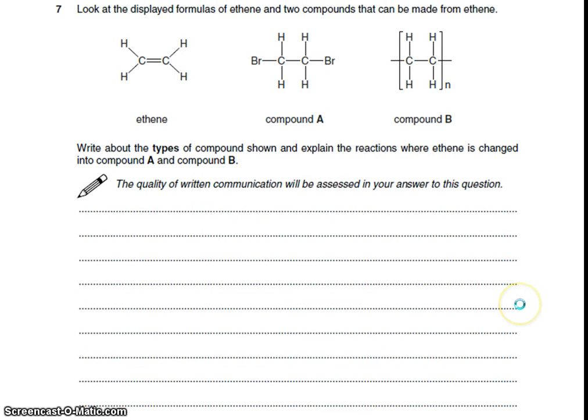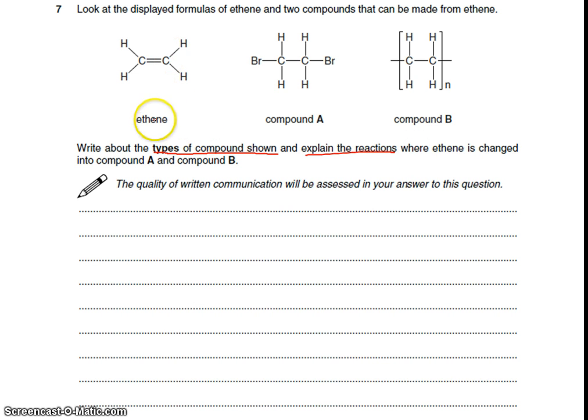Which then leads us to our 6-mark question. We're shown 3 different compounds here, ethene and 2 compounds formed from ethene, and we have to write about the types of compounds shown. So we have to give information about each one and explain the reactions in terms of how ethene is changed into compound A and compound B.